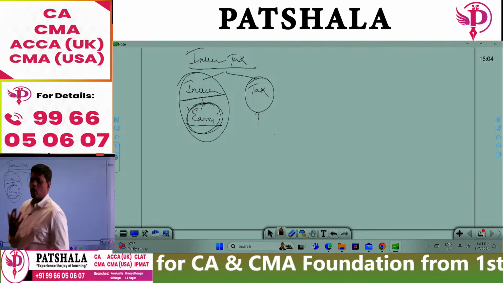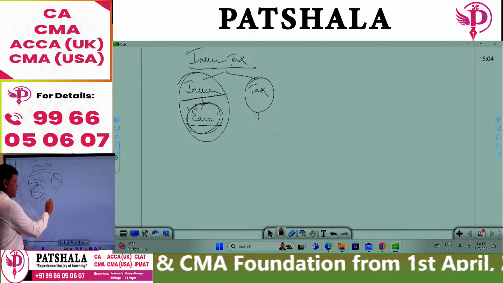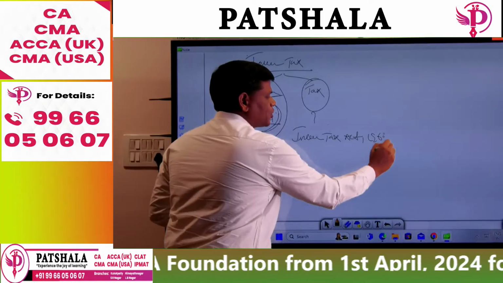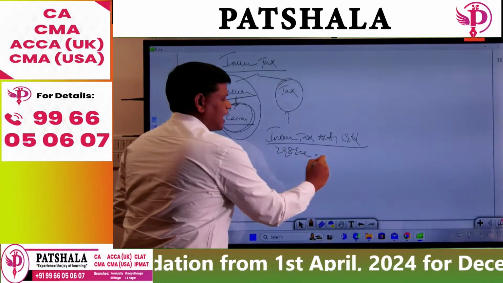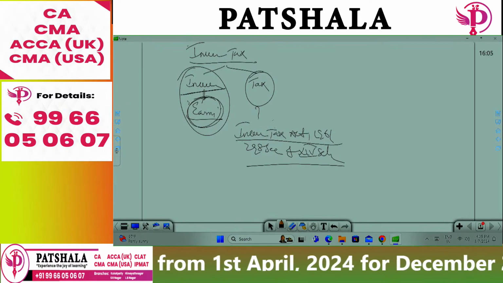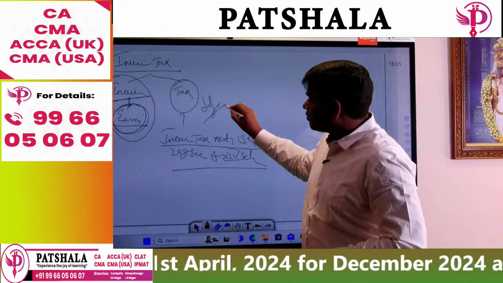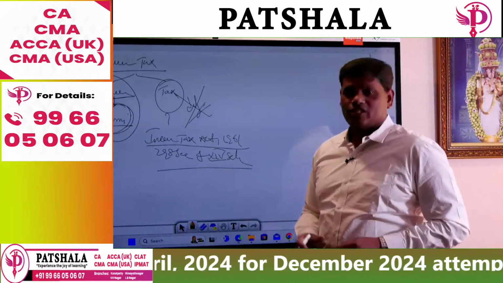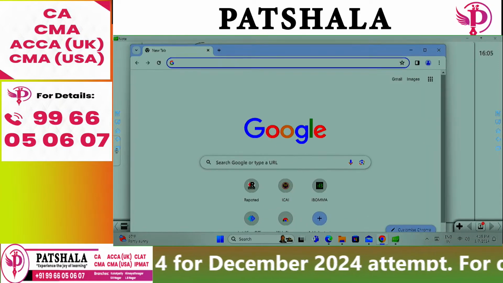So the question arises, what do you mean by tax? The surprising fact is, the act that we are going to study is the Income Tax Act 1961. This Income Tax Act 1961 has got 298 sections and 14 schedules. There is no definition for the word tax. The tax has not been defined in any of these sections.